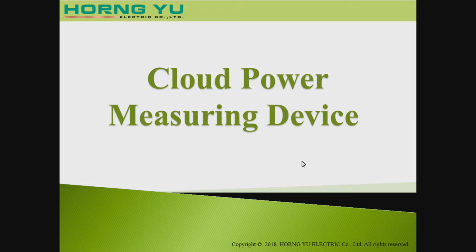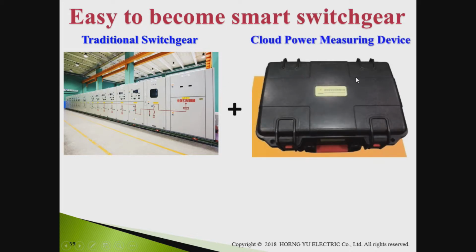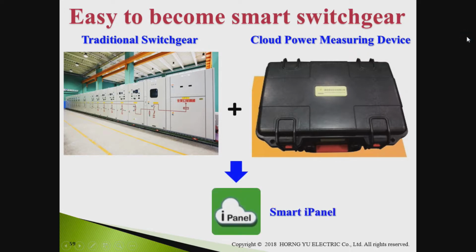Okay, so what can we do if the panel does have the meter? We have one solution, which is a cloud power measuring device. We call it CPN. This is a traditional switchgear that is widely used worldwide. So we can use our CPN devices, and it can become a smart iPanel.